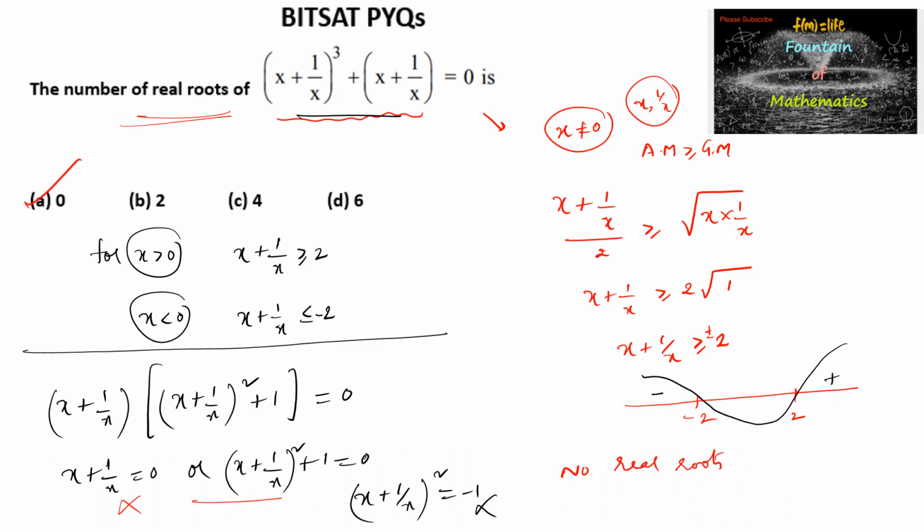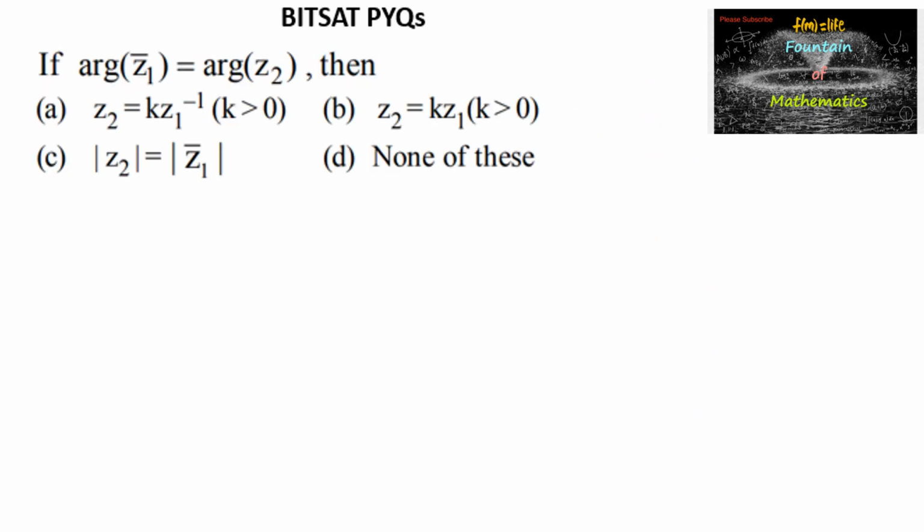Option A we can consider. For two complex numbers z1 and z2, given that argument of z1 conjugate, that is z1 bar, is equal to argument of z2, we need to verify among these options which one is correct.